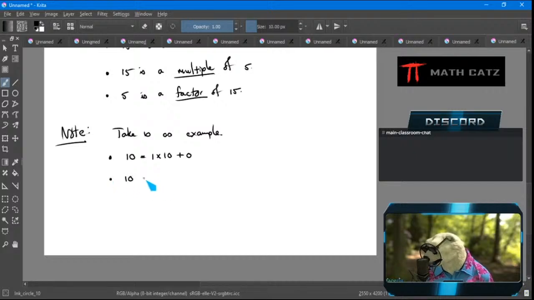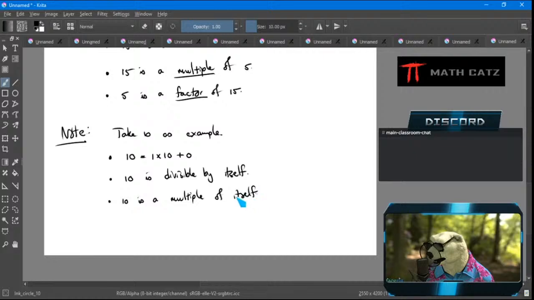So 10 is divisible by itself. 10 divides into itself. 10 is a multiple of itself because 1 times 10 is 10. 10 is a factor of itself.